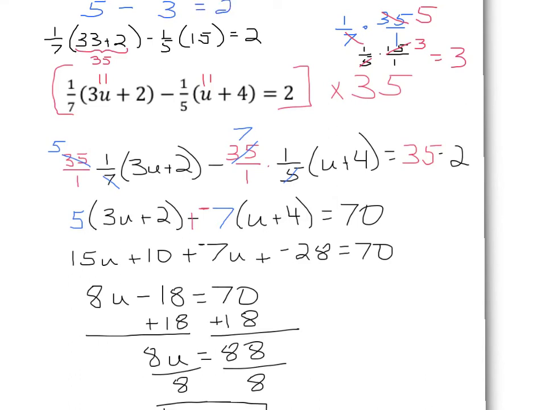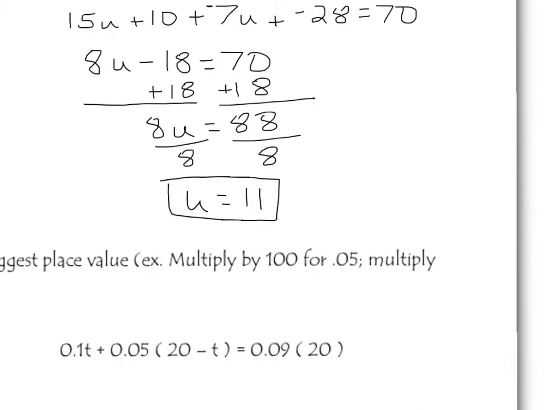So 5 minus 3 should equal 2, and it does. So we know that our answer, u equals 11, is correct. Go ahead and work the other problem on the top of page 3, and then compare your answer.